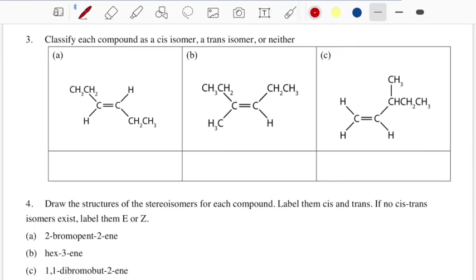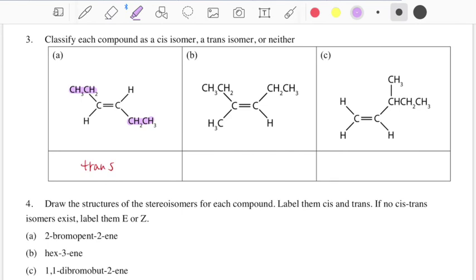Next one, classify each compound as a cis isomer, a trans isomer, or neither. In order to label it as cis or trans, we need to highlight the identical groups attached to the carbon-carbon double bond. So for the first molecule, it has ethyl groups attached to different carbons of the double bond, and the 2 ethyl groups are on opposite sides, so we should name it as a trans isomer.